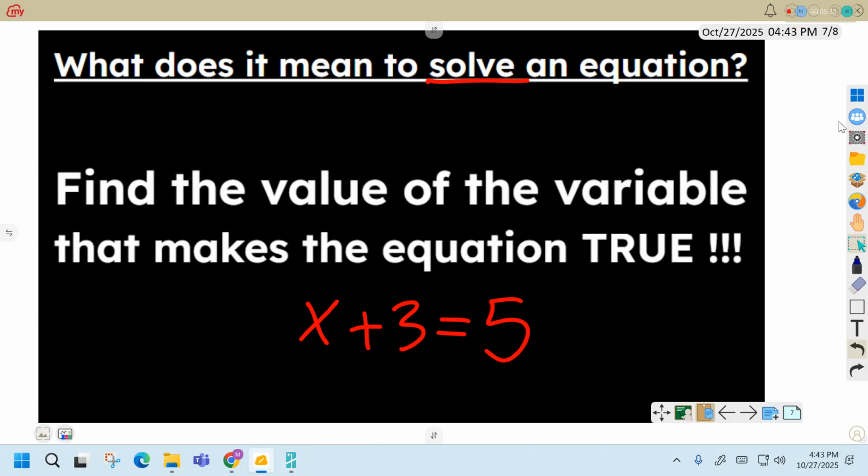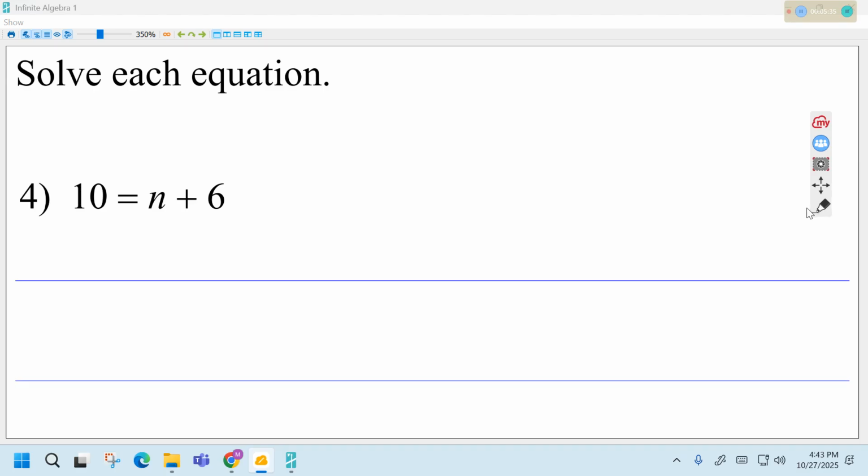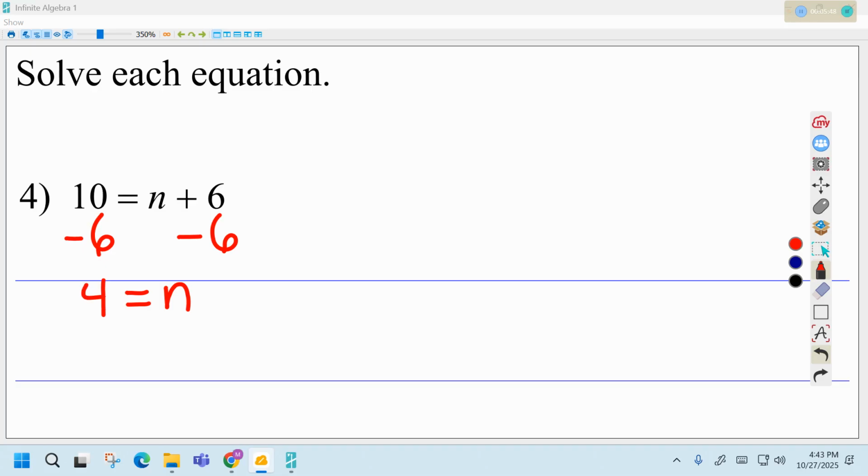Okay, so we've seen to get rid of a negative, I have to add. But how do I get rid of a positive, right? If I want to move that positive 6 to the other side, I have to subtract 6 from each side. Okay, and 10 minus 6 gives me 4. Therefore, we got this thing that we need, right?